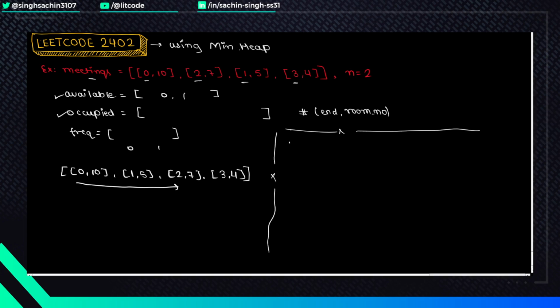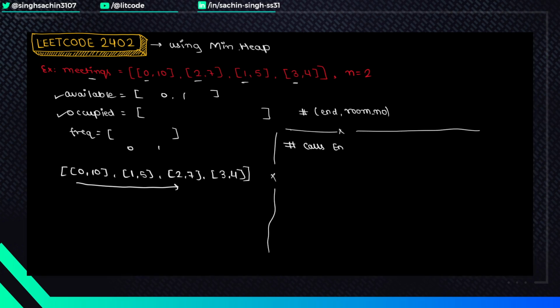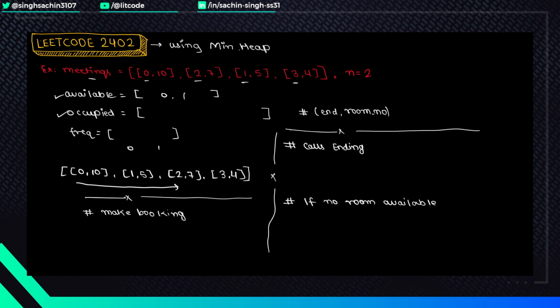So we will be checking three conditions. First one, if a call is ending, if it is about to be over now. Second condition is if no room is available. And third is make booking, like make the room booking. So these are the three conditions which we'll have to take care of in the statement, in the problem.